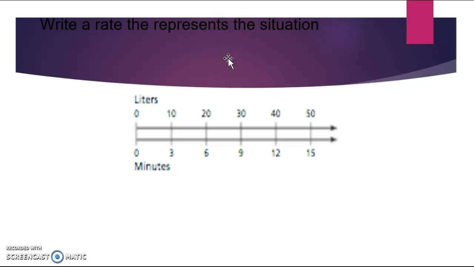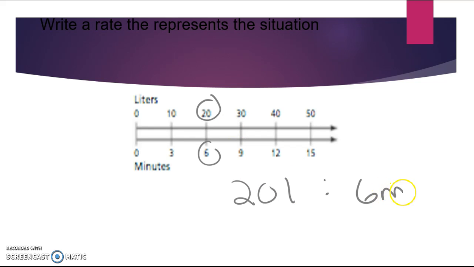So when we're writing a rate, and we see a table like this, what we're going to do is take a top number and the bottom number that corresponds to it. You can't pick 20 and 3 because those don't line up. So if you pick 20, you also have to pick 6. So we have 20, and we have 6. With our rates or our ratios, we need to put that colon, and with our rates, you cannot forget units. So we have 20 liters, and we have 6 minutes.